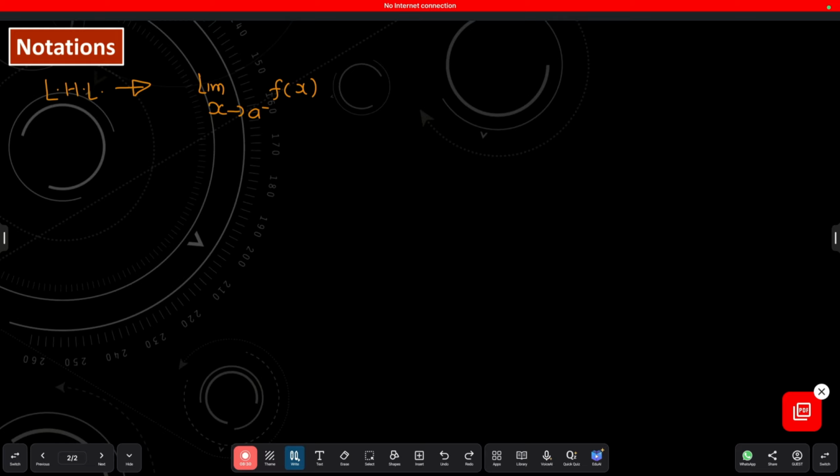It means like this. This is the number line, and here A. It means I am approaching from the left side. This is one notation. Or in some books, they write like this: limit h tending to 0, f of A minus h. It means when we replace x by h, h is very small. So h tending to 0, then only it is very near to A, correct? So this is also the left hand limit.